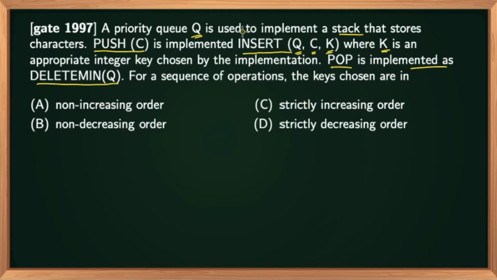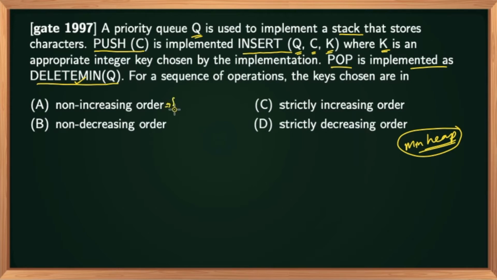So that means the question is actually how to implement a stack using a min heap, right? It is a min heap because we have delete min. Using this min heap you have to implement a stack, and we have 4 choices. Now the key should be in non-increasing order.